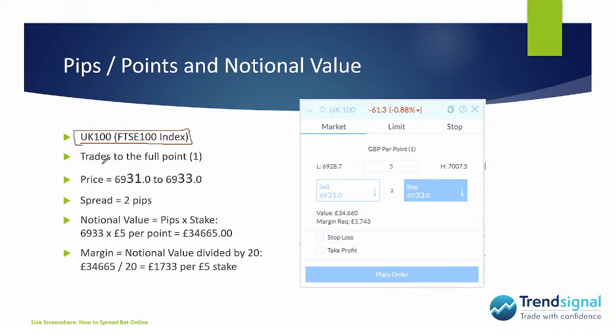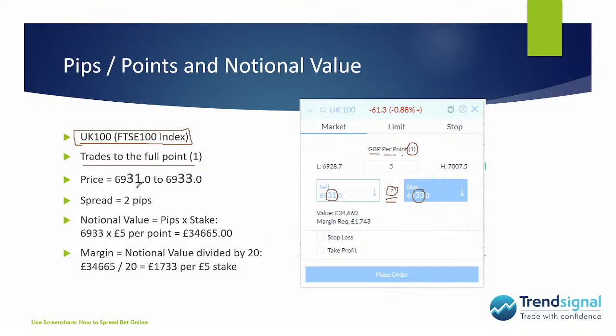So what you'll find, in terms of trade size, again, what are you staking to? Most brokers will quote this to the full point. How do we know this? GBP per point is there, 1, the full number. And you'll also see the raised font here, 31 to 33. The difference between 31 and 33 is 2. That is the spread. This broker has a 2-point spread on this market at present.